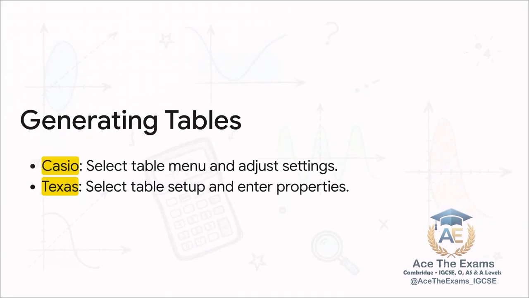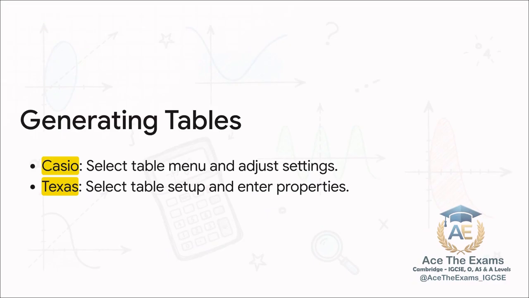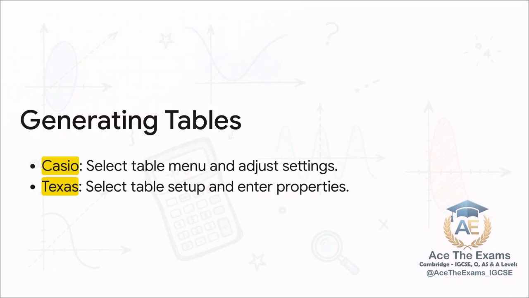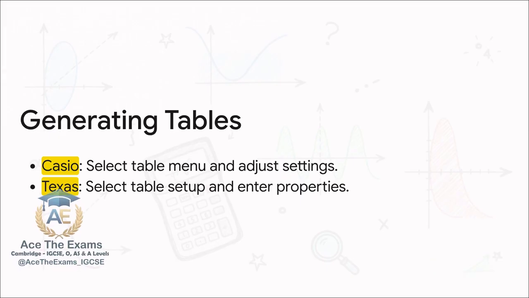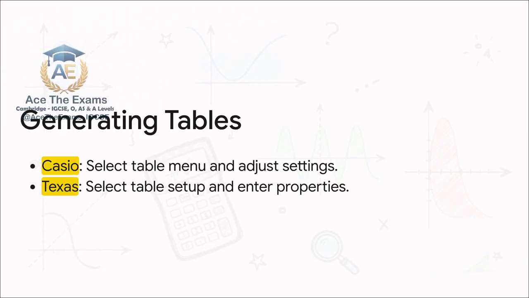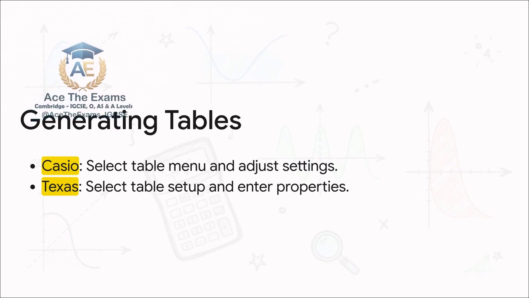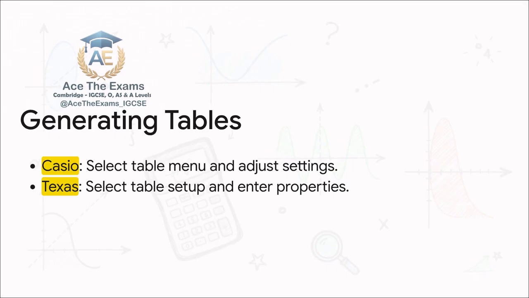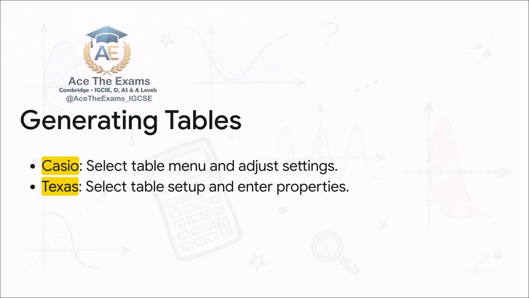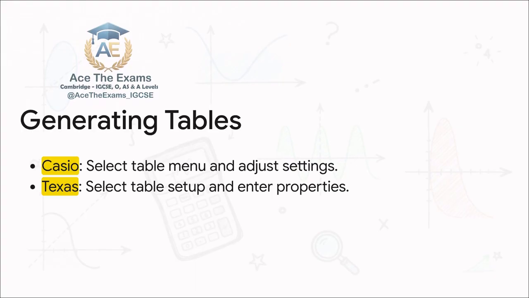And doing this is super intuitive no matter what brand you're using. On a Casio, you just jump to the dedicated table menu, plug in your settings, like where you want the table to start and end and the step size between numbers, and bam, display the results. On Texas Instruments, you go to the table setup, enter those exact same properties, and let it calculate. It transforms a complex curve into a perfectly neat, organized spreadsheet in seconds.